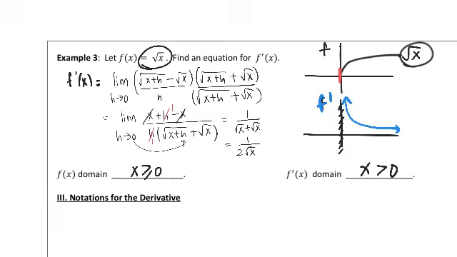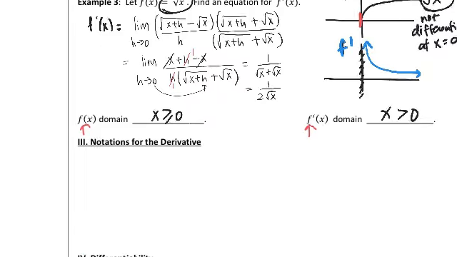So places where you see that a number, like in this case 0, is in the domain of f, but it's not in the domain of f prime, those are places where we say that the function up here is not differentiable at x is equal to 0. It doesn't have a derivative there. Why? Because the derivative is the slope of the tangent line. If the slope of the tangent line is infinite, then that's not a number. So we don't have a derivative at that spot.